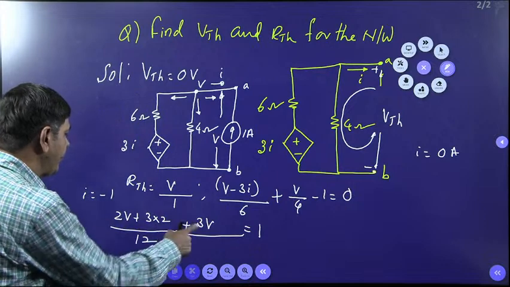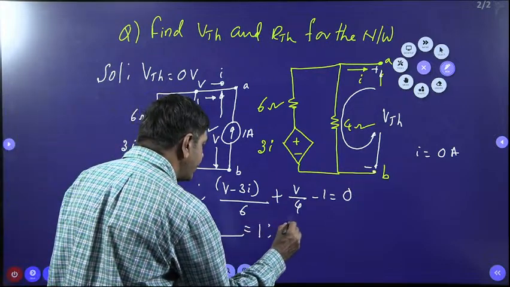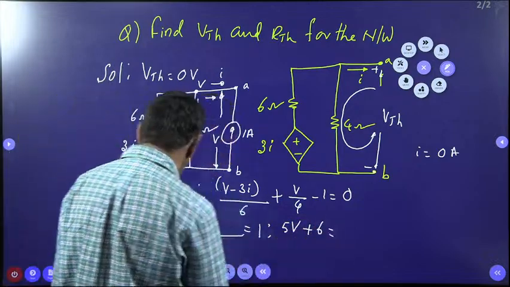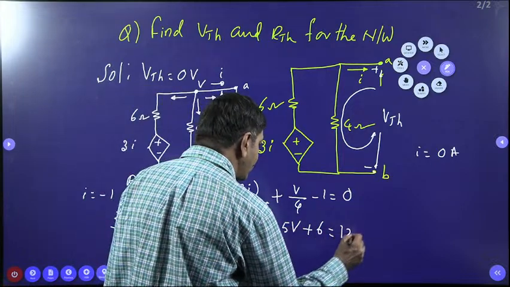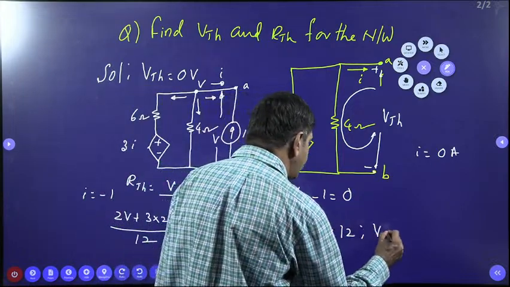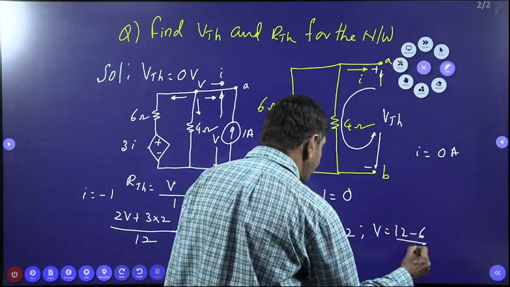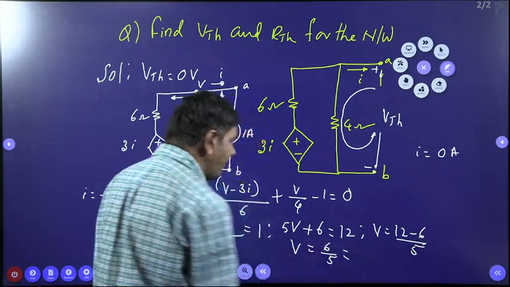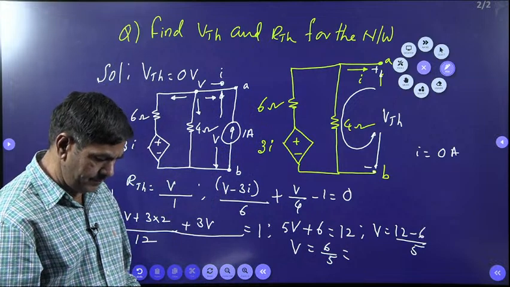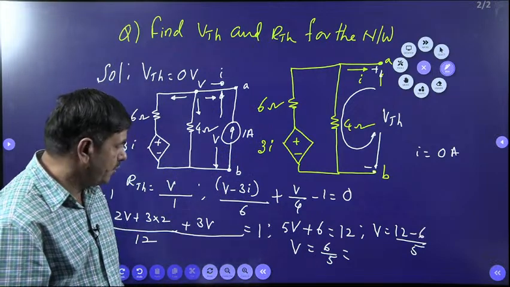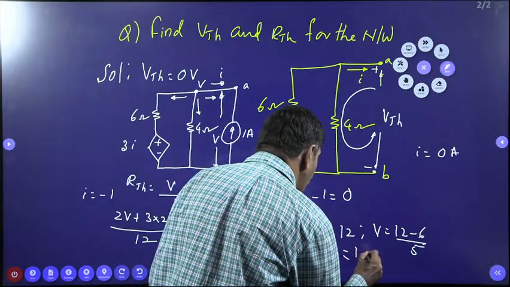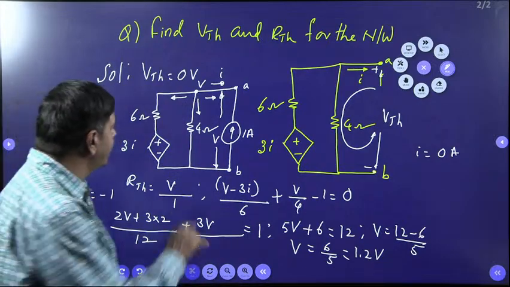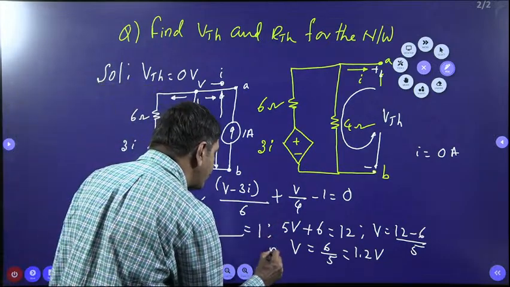I want to simplify. 2V plus 3V is nothing but 5V here. 3 into 2, 6. This is equal to 1 into 12, 12 we know. I want to find what V is. V equals 12 minus 6 divided by 5, so V equals 6 by 5. Finally, its value will be, anybody can give? 1.2, 5 ones, 5 twos. 1.2 volts we got. Once we got voltage V, resistance RTH we can determine easily.